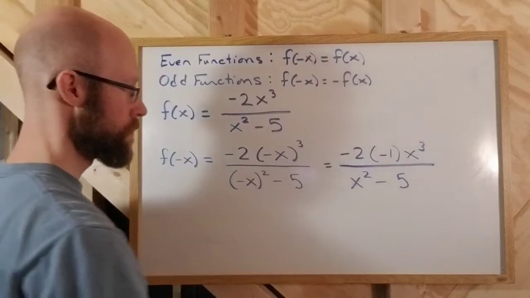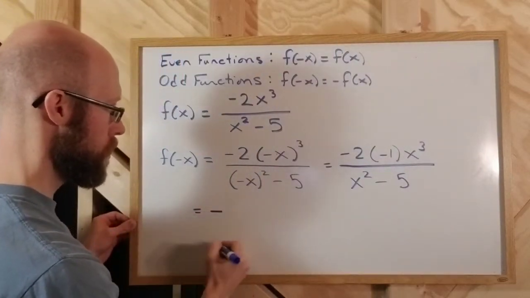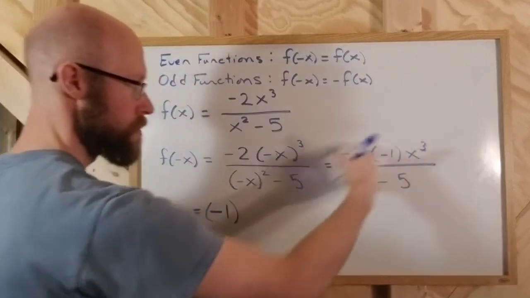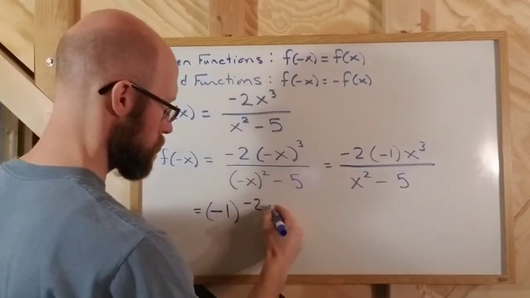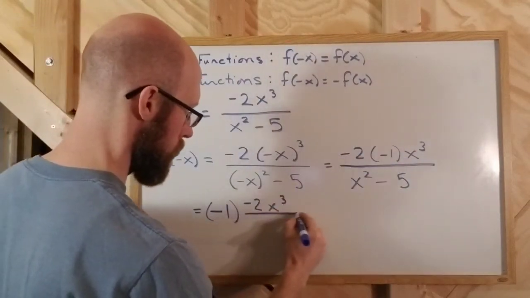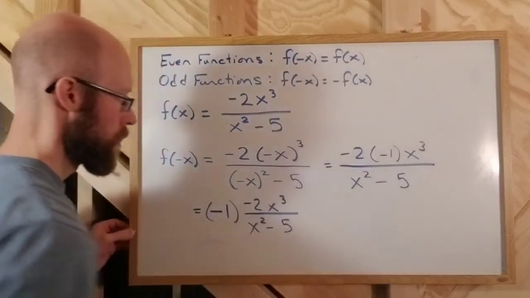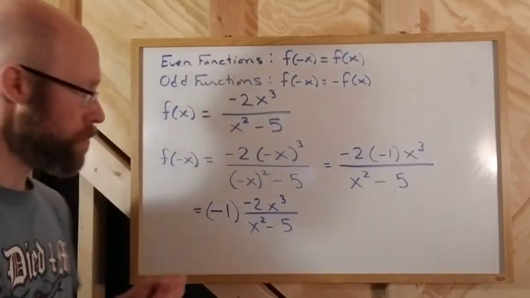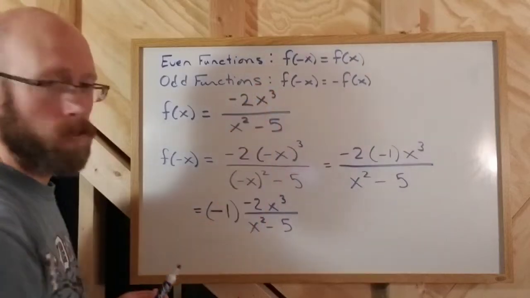Now, if I were to just take this negative 1 and move it out in front of the fraction, I could write this as negative 1 times the rest of the fraction, which is negative 2x cubed over x squared minus 5. Which seems like a weird way to write that.